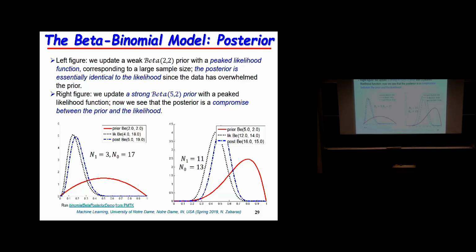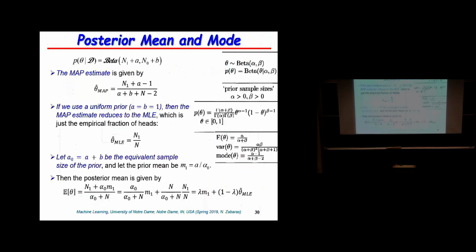Now, if on the other hand you have 11 heads and 13 tails, it's almost 50-50, right? Things are a little bit confusing here. And you can see in this case, using this prior, you put more probability on the coin not being fair. And you can see that the distance between the likelihood and the posterior is significant.